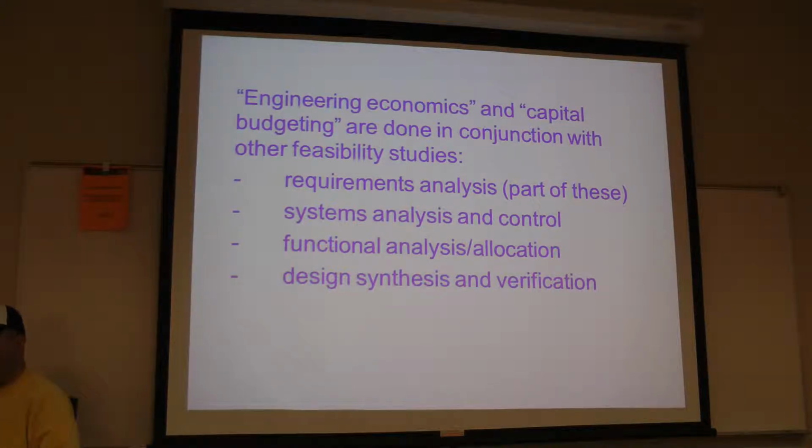Engineering economics and capital budgeting are done during the planning stage of a project, and they're done in conjunction with other feasibility studies. What are some feasibility studies that companies do? Requirements analysis. Engineering economics is part of this. Systems analysis and control. Functional analysis and allocation. Design synthesis and verification. So these are many feasibility studies. We won't cover these at all, except for the capital budgeting.